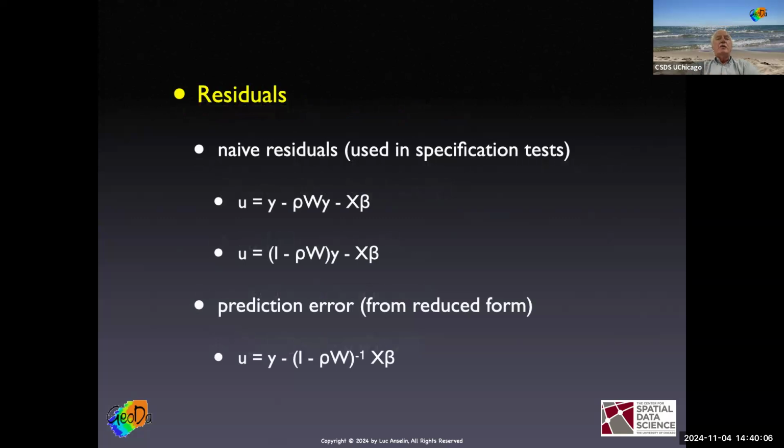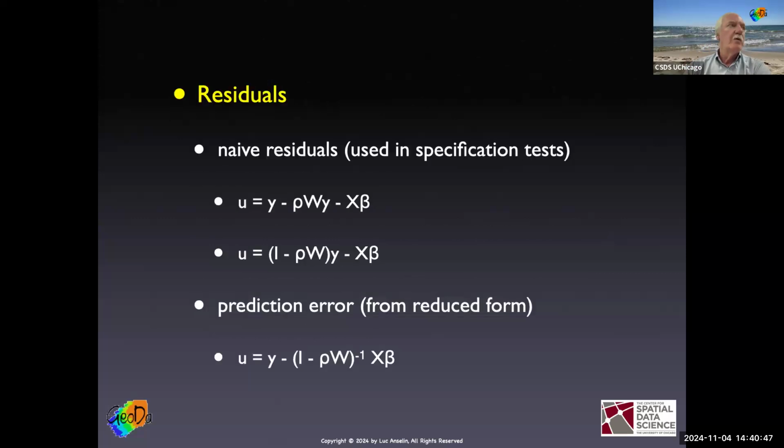Residuals, same problem. Do we assume that we know what WY is, or do we not? So the first case, what I call naive residuals, these are actually the ones used in specification tests, the LM test that we were talking about. Prediction error, again, uses the reduced form. Prediction error will give you a more realistic perspective of how well your model does. The one that assumes the neighbors being observed is cheating, right?